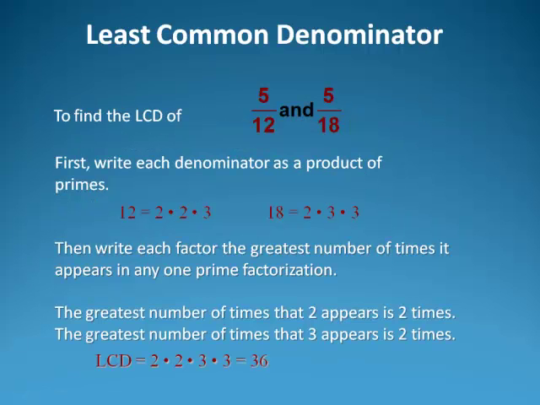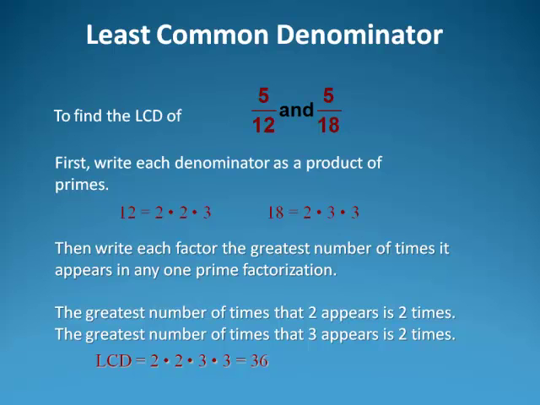So, least common denominator. Let's say you have two fractions. You have 5/12ths and you have 5/18ths. And let's say you have a problem that is asking you to add or subtract those. Remember, a common denominator is only needed if you're adding or subtracting. If you're multiplying or dividing, we didn't worry about whether our denominators matched. But for adding or subtracting, we are concerned about whether our denominators match or whether we have like fractions.